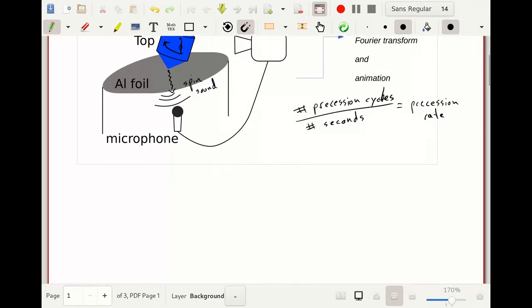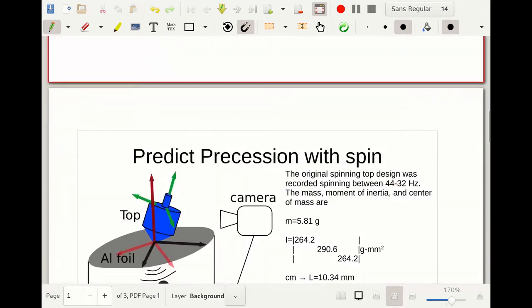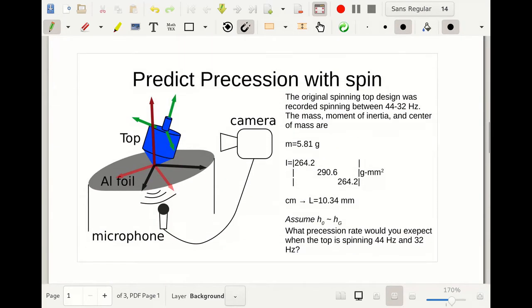What I want to talk about today is how do we predict the precession rate based on how fast this object is spinning? So I want to take a second and label these axes, because now we're looking at a three-dimensional rigid body problem, and this is where things get a lot more interesting. Here along this axis that's moving with our body, we have B2, which is our main spinning axis. The spinning is happening around that B2 axis.